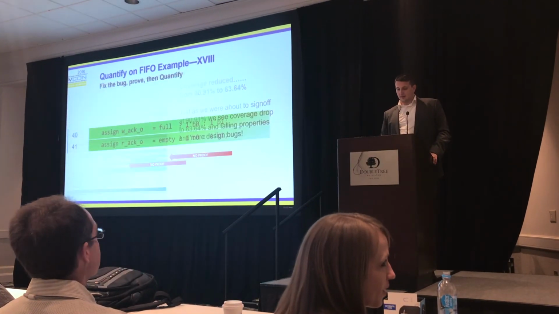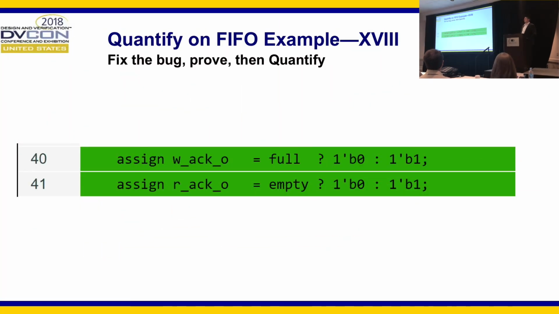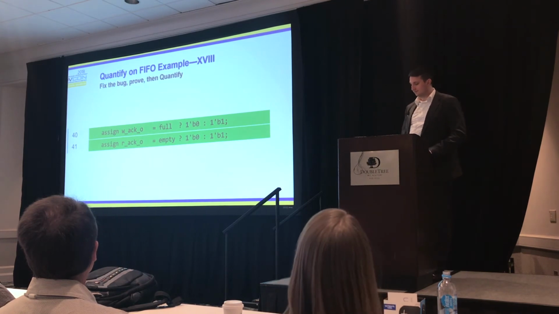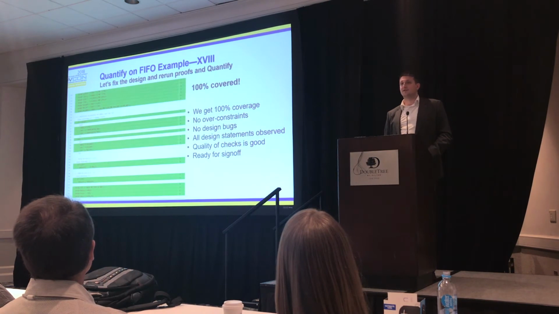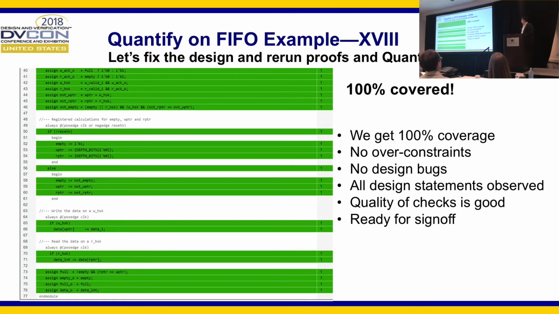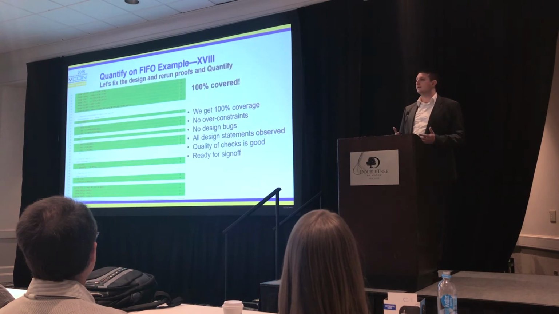And to do that, we need to model this write and read acknowledges properly. And once we do this, fix the bug and quantify again, now we have 100% covered. Right, so now we don't have design bugs, we have no over constraints, all the design statements are covered, and this is now a metric which allows you to say that you are in fact done with verification. Right? So now you can be ready to sign off.